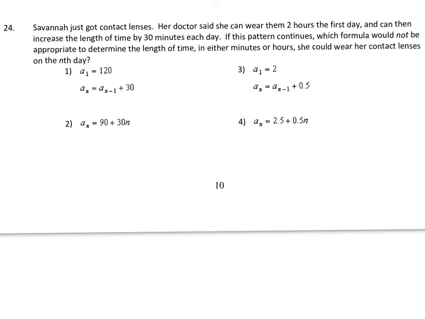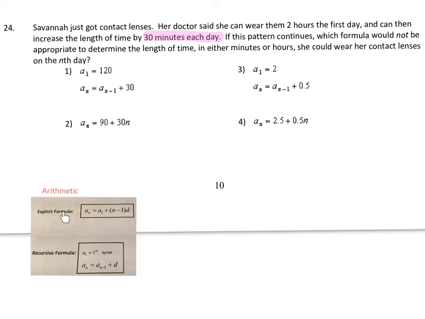Okay, and then finally the last question for today. Savannah just got contact lenses. Her doctor said she can wear them for 2 hours the first day and can then increase the length of time by 30 minutes each day. So if she's increasing the length of time by a constant of 30 minutes each day, that's telling us that this is arithmetic. All right, so here are two types of formulas for arithmetic sequences.